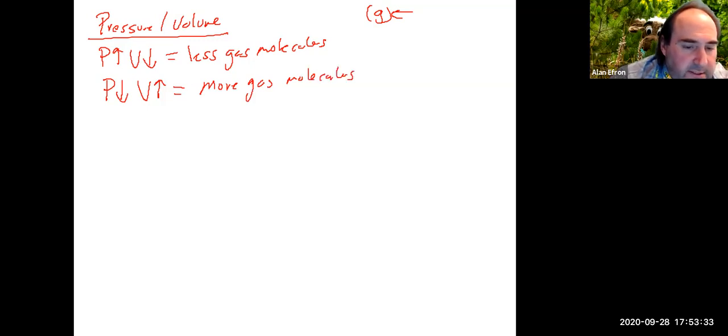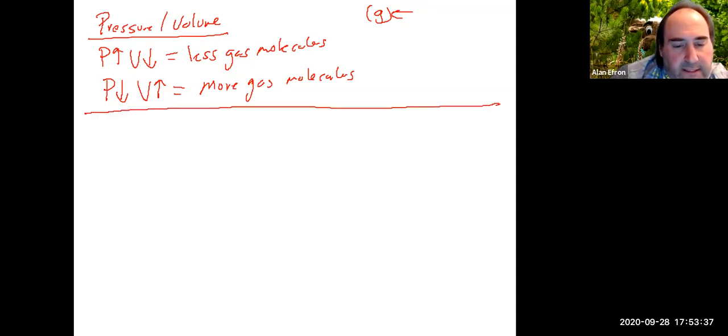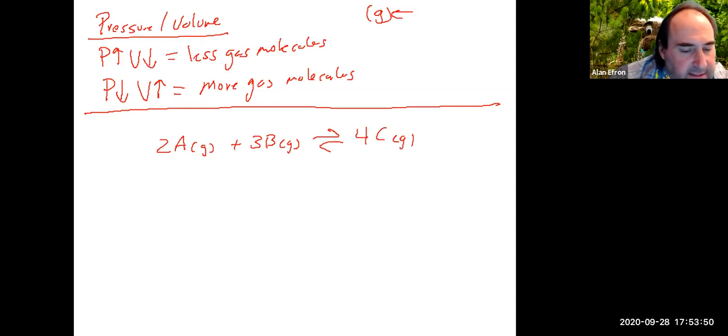Any questions on that? So let's take a look here. Let's just say that we had 2A plus 3B goes to 4C. All right, so I'm going to give you some examples here. You tell me what you think. Let's say we add more C, which way will it shift? To the left, right, or no change?